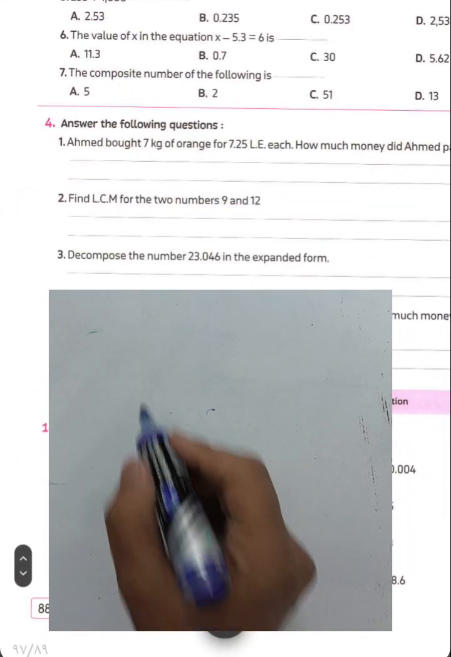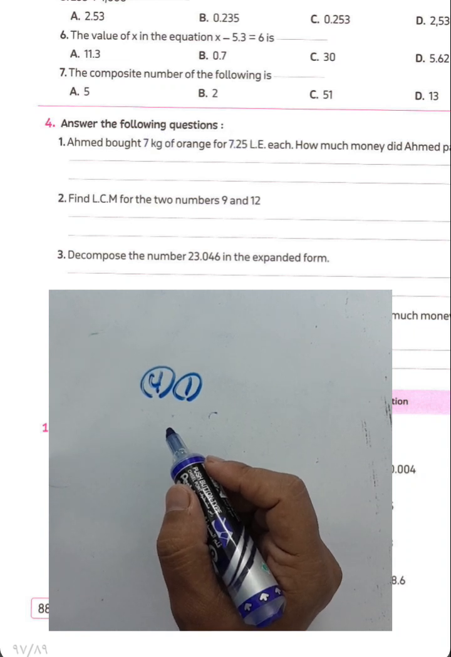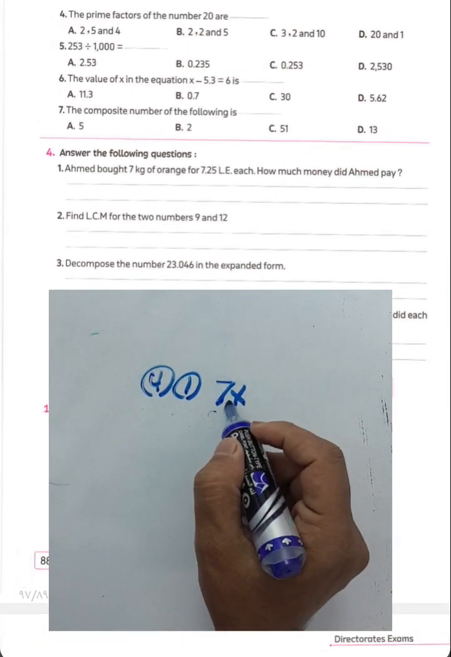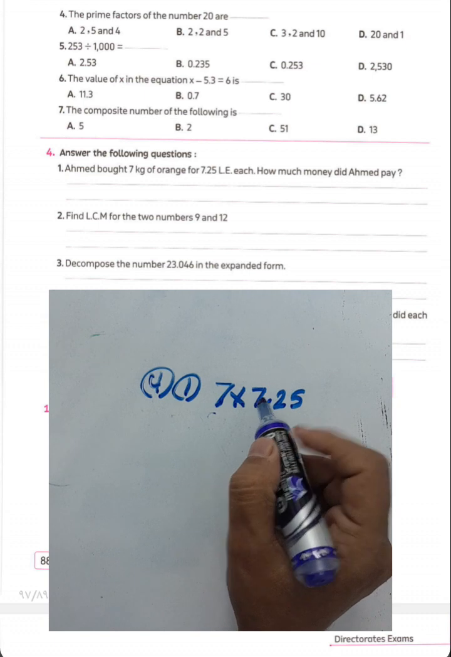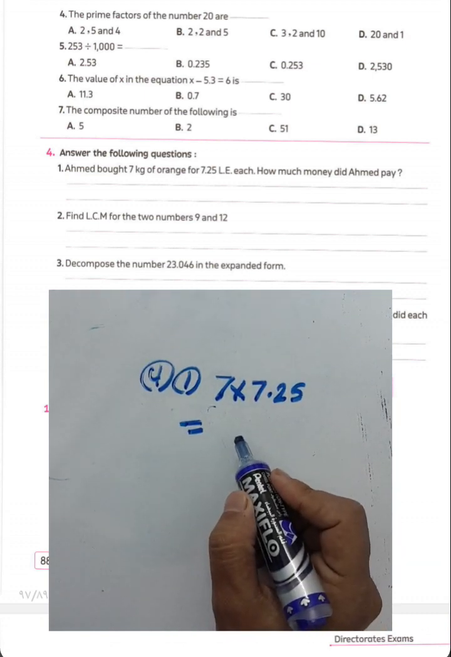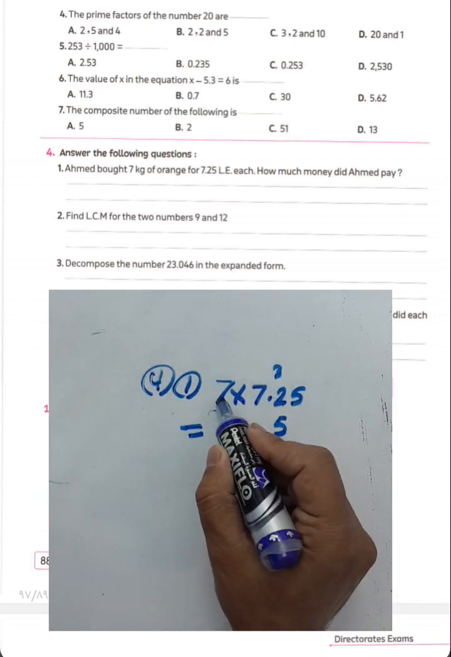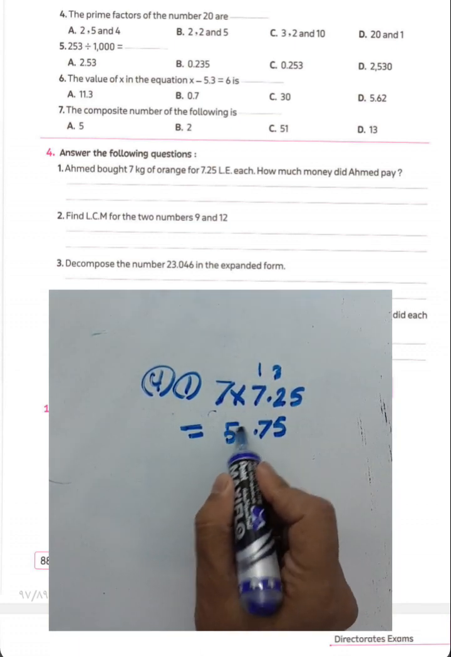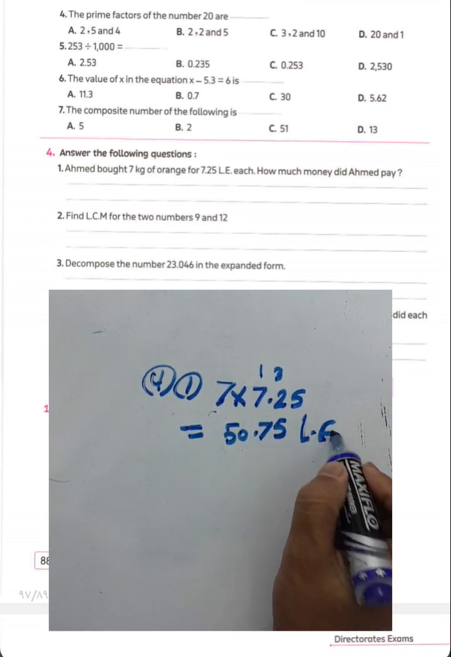Question number 4. Ahmed bought 7 kilograms of oranges for 7 and 25 hundredths Egyptian pounds. How much money did Ahmed pay? Find by multiplication. 7 times 7.25. To find what Ahmed paid, 5 times 7 equals 35, write 5 and carry 3. 2 times 7, 14 plus 3 equals 17, write 7 and carry 1. 7 times 7, 49 plus 1 equals 50. The result will be 50 and 75 Egyptian pounds.